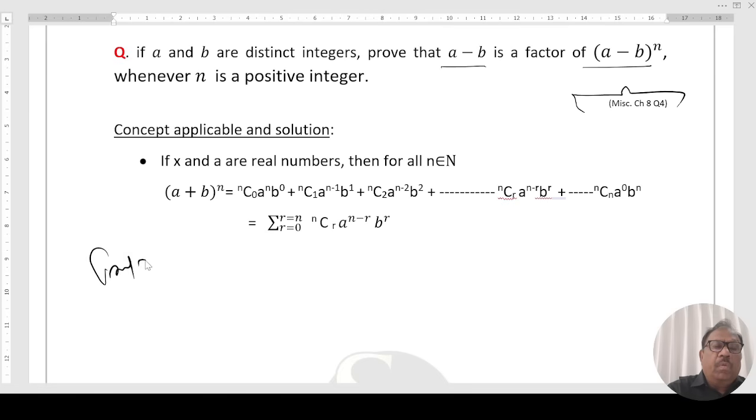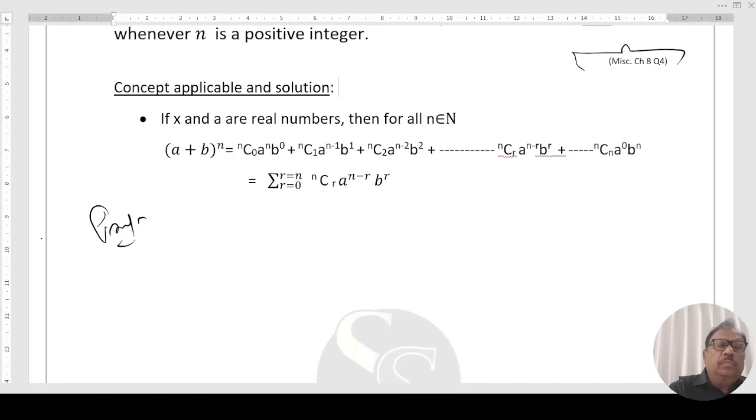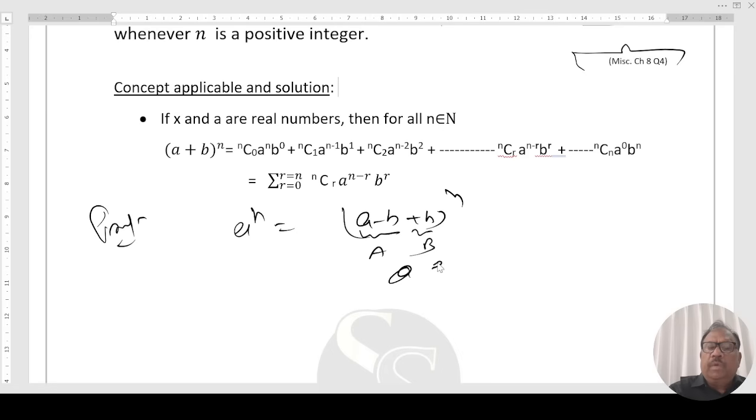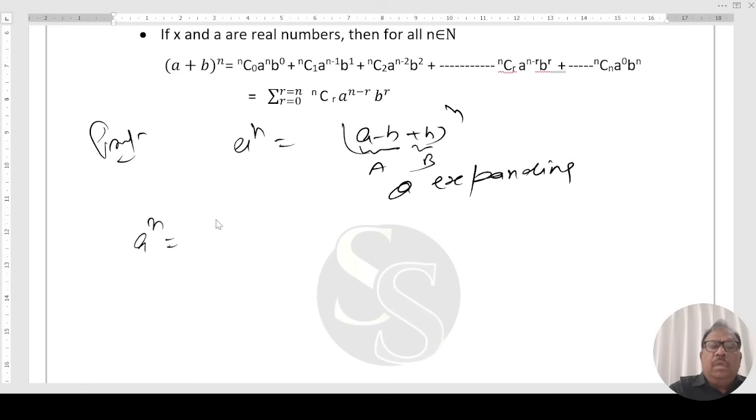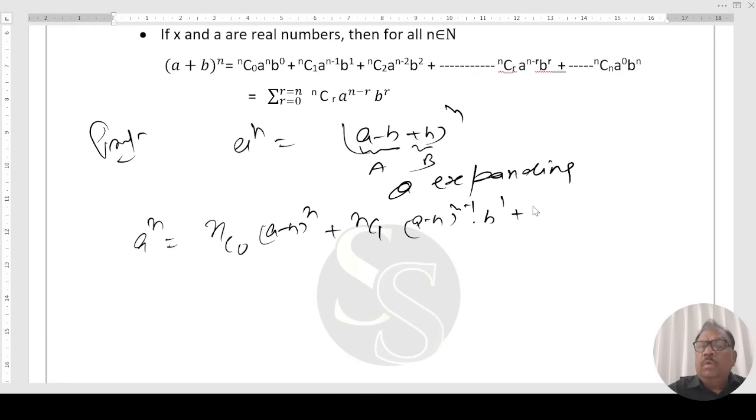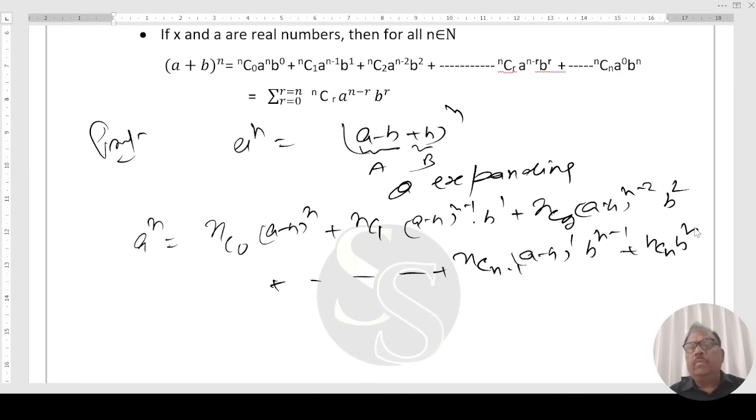Now, proof. Look, A power n can be written as (A minus B plus B) power n, considering this as A, this as B. On expanding, A power n equal to nC0 A power n, that is (A minus B) power n, B power 0, plus nC1 (A minus B) power n minus 1, B power 1, plus nC2 (A minus B) power n minus 2, B square, and so on, plus nC(n minus 1) (A minus B) power 1, B power n minus 1, plus nCn B power n.